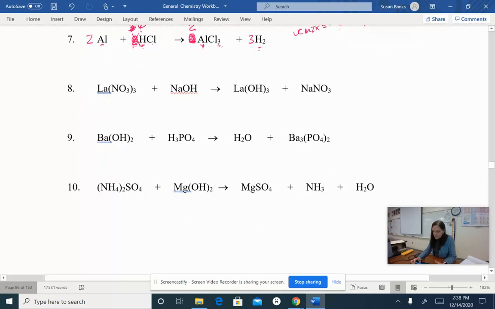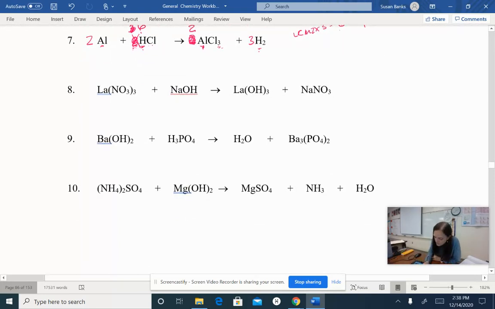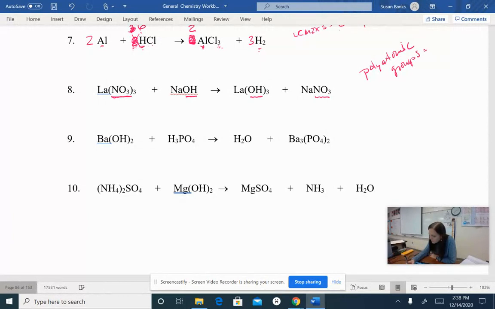Okay, now this next one. Do you see that I've got this group of nitrate, and I've got the same group over here? It hasn't changed. And I've got this group of hydroxide, and I've got this group of hydroxide. If the groups do not change, then balance them as a group. So if you have our polyatomics, notice these are our polyatomic groups. Balance them as a group. It makes things so much easier.